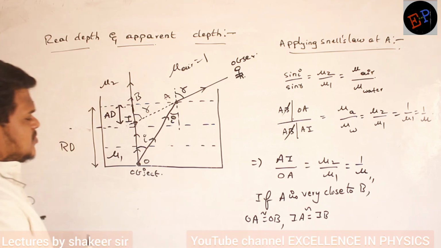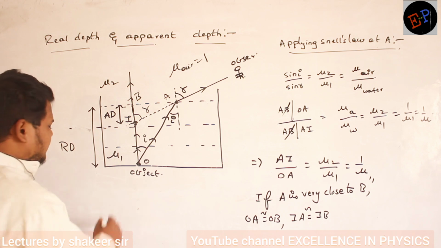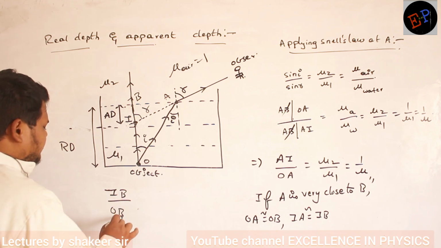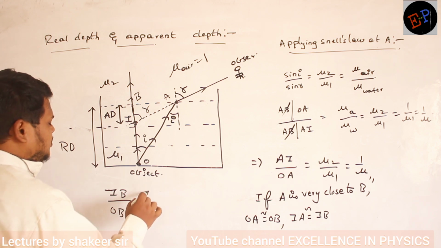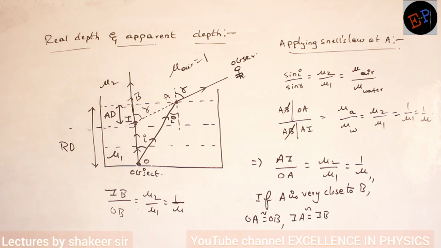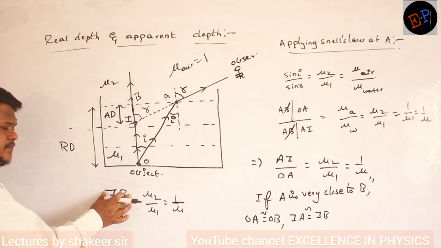So if I substitute those values, instead of AI, I will write IB. And instead of OA, I will write OB. It is equal to mu 2 divided by mu 1, or I can write 1 by mu if the second medium is air. Okay? Now can you say what is meant by IB?